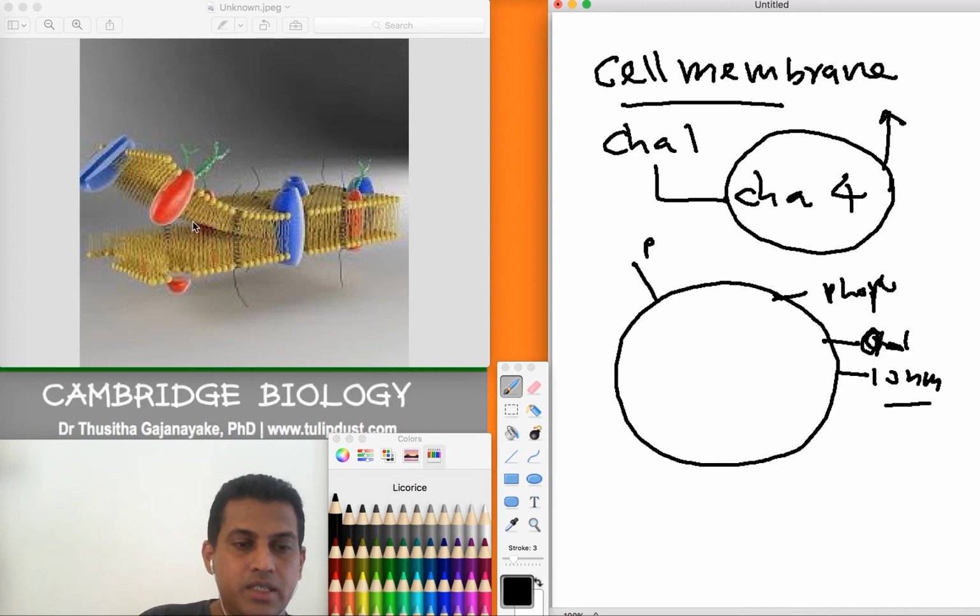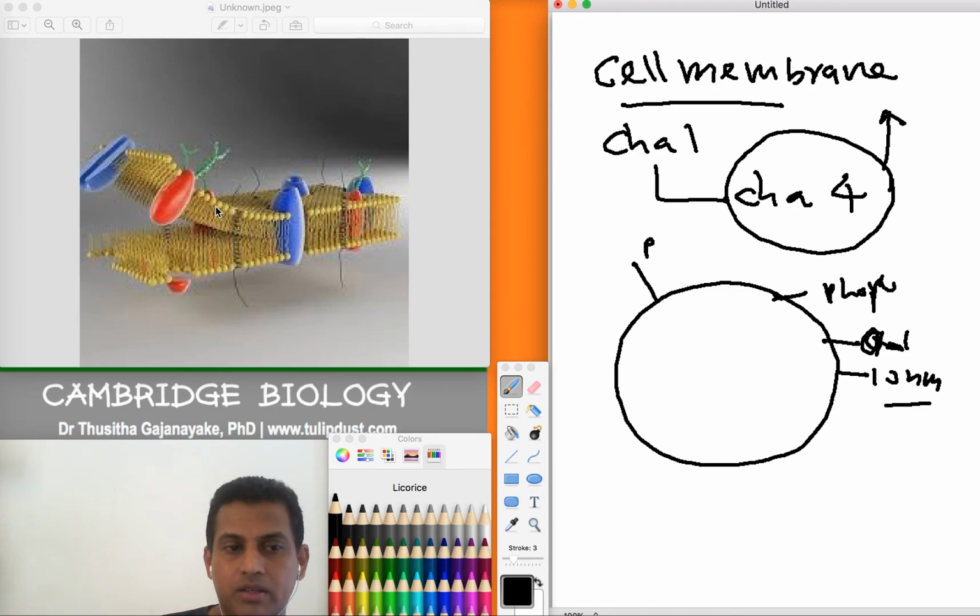Now here you can see the 3D structure of the cell membrane. That's one phospholipid layer. That's a second phospholipid layer. The two layers form the bilayer. And the red and blue colored structures are the proteins. We are going to learn everything about this bilayer in detail in chapter 4.